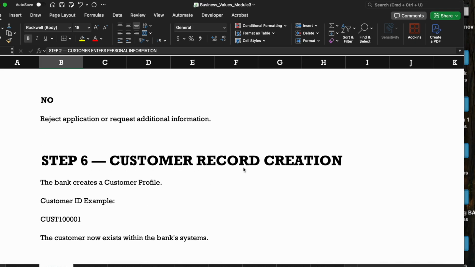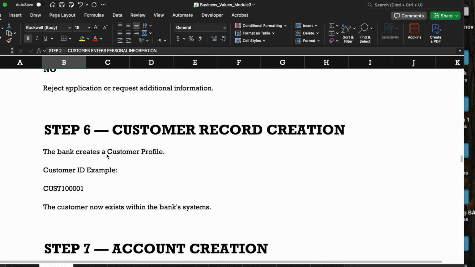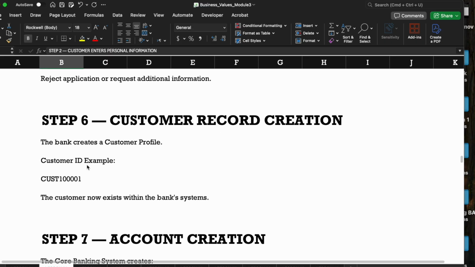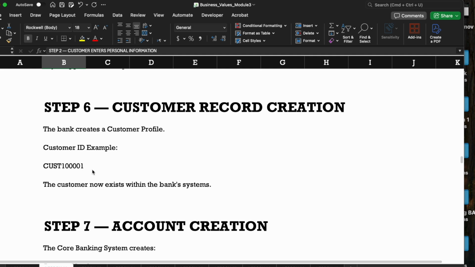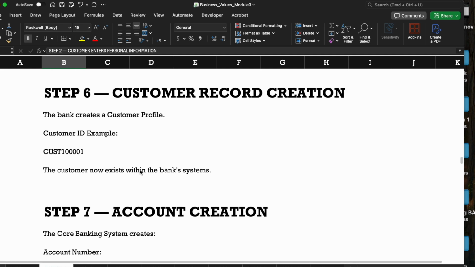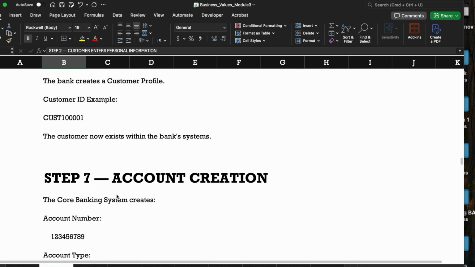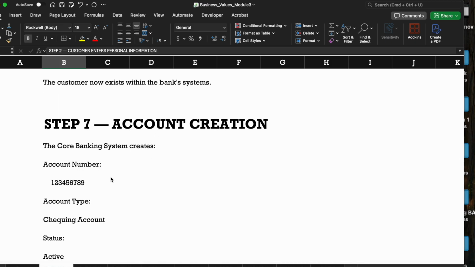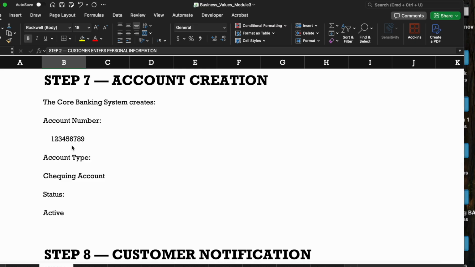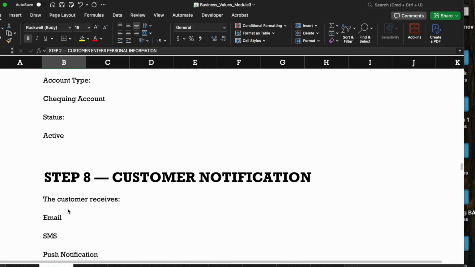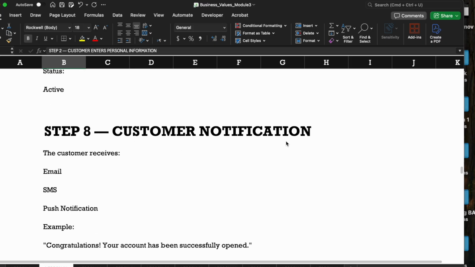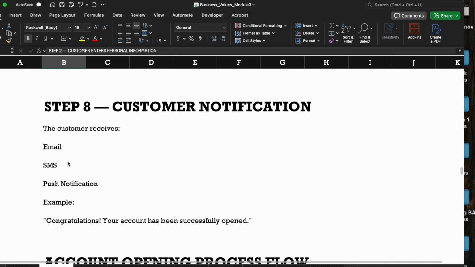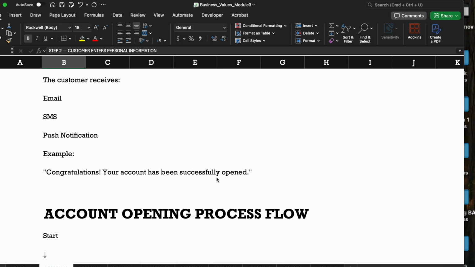Step number 6, customer record creation. The bank creates a customer profile with a customer ID, for example cust1001. The customer now exists within the bank system. Step number 7, account creation. The core banking system creates an account number, for example 123456799, account type checking account, status active. Step number 8, customer notification. The customer receives an email, SMS, or push notification: Congratulations, your account has been successfully opened.